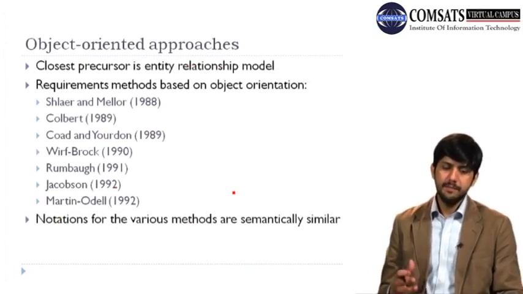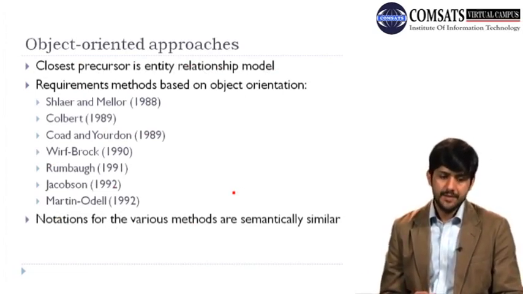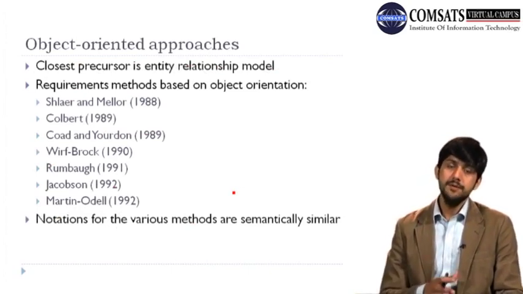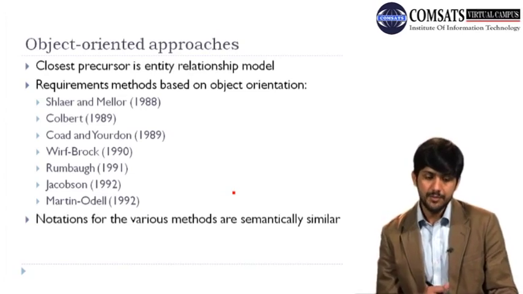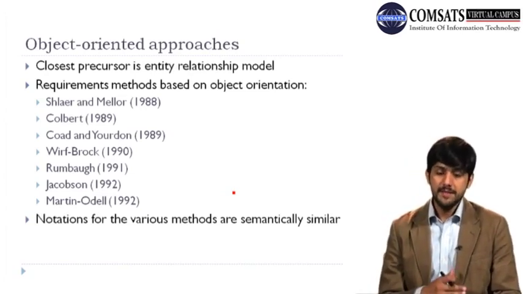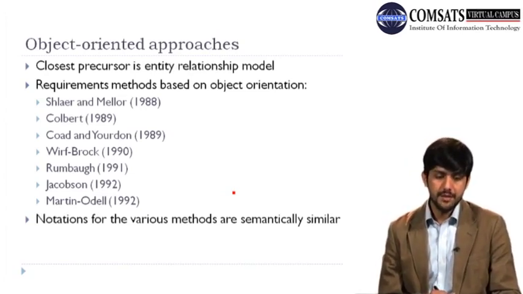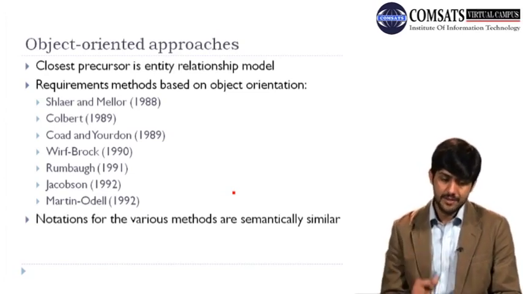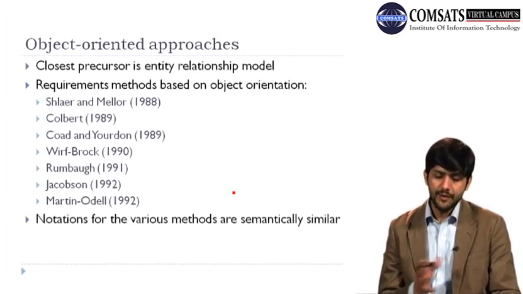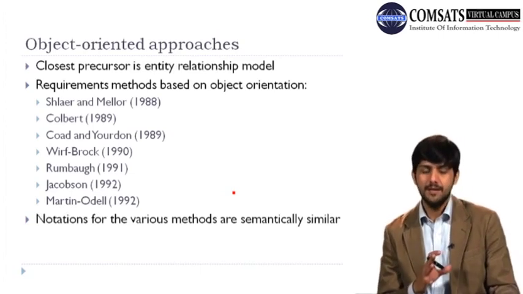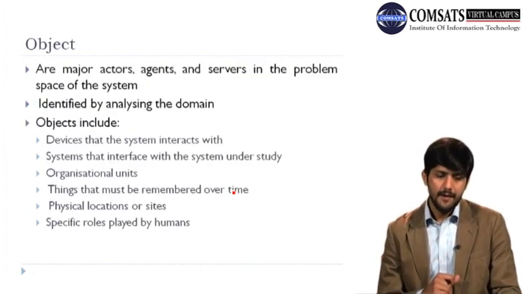And then we've seen that there are multiple object-oriented approaches. The closest precursor is the entity relationship model, which is very close to these object-oriented approaches. Requirement methods based on object orientation are proposed by different authors. There is a huge list of these authors, and the notations for the various methods are semantically similar. So they are similar to some extent.